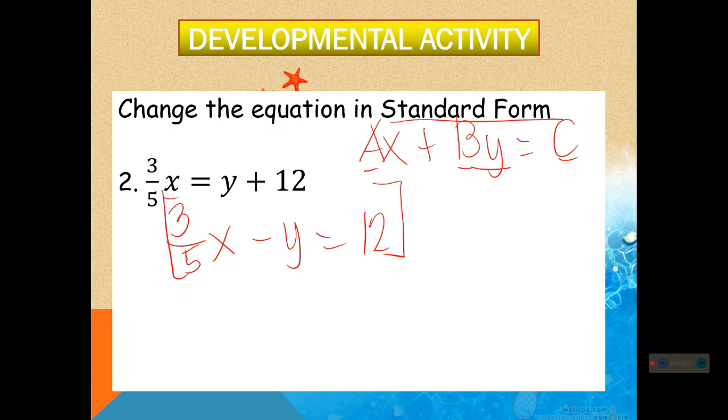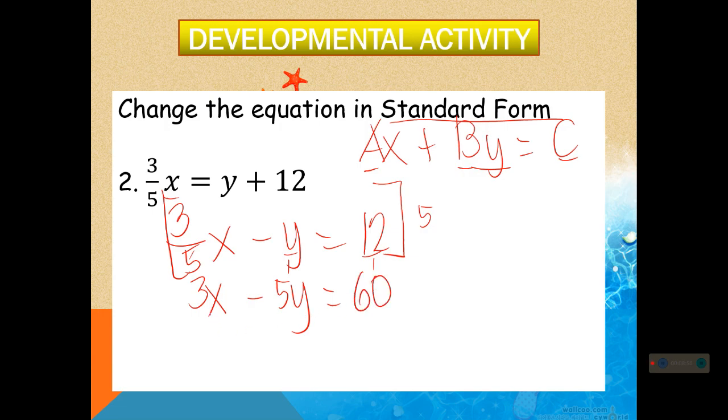Yes, you are going to multiply all the terms of our equation by the LCD, which is 5. So we divide 5 by this denominator. 5 divided by 5 is 1, times 3 is 3, times x. So you will have 3x. Then our denominator here is 1, so 5 divided by 1 is 5, times negative y is negative 5y. Equals, again, our denominator here is 1, so 5 divided by 1 is 5, times 12. So that's why you will have 60.